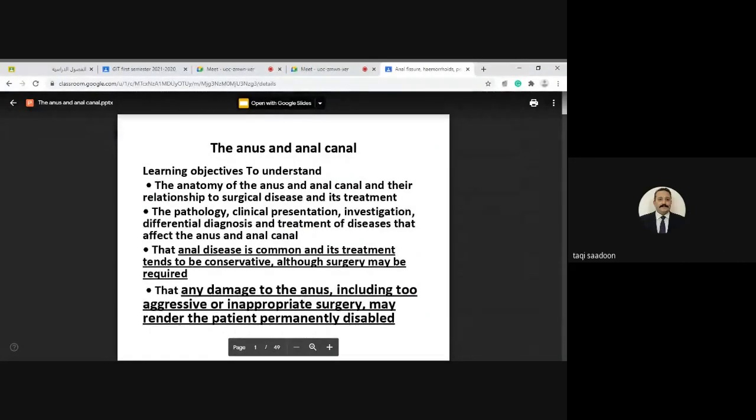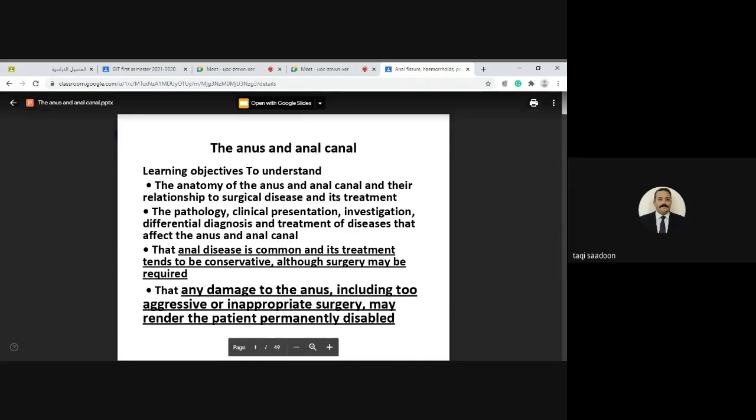This is an important lecture because anal and perianal diseases are very common and their treatment should be conservative to start with. Surgery may be required. You should know the anatomy very well. We have a lot of diseases: anal fissure, hemorrhoids, perianal abscess, fistula, perianal fistula.